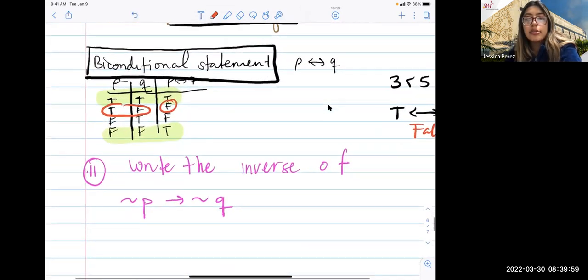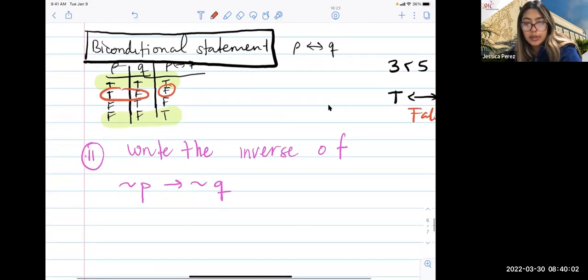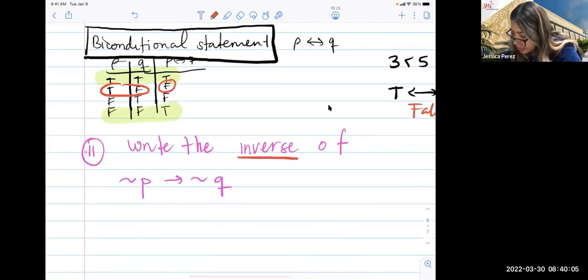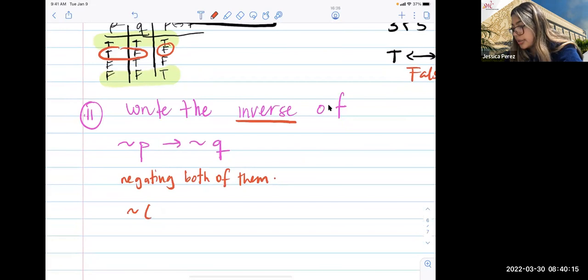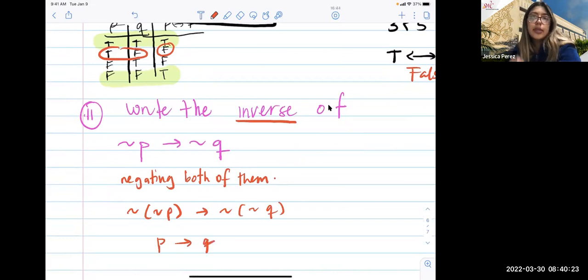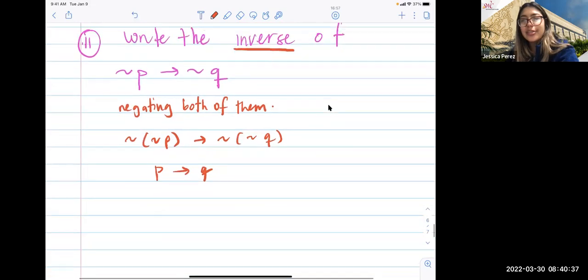Now write the inverse of not P implies not Q. Remember, the inverse, you're just negating both of them. You don't switch. So that means negate P implies negate Q. So this is P implies Q. Because you take the original and you do the inverse, that means you're negating both of them. You're not switching. Everything will stay the same. Okay? And that is it for this review.